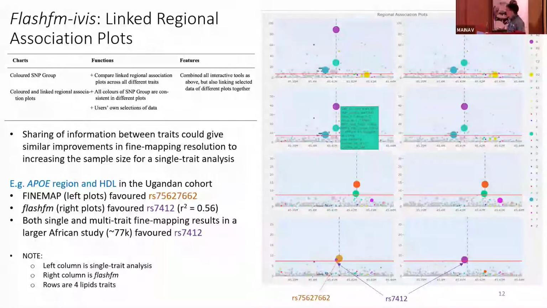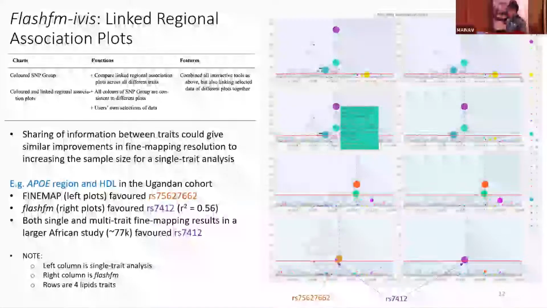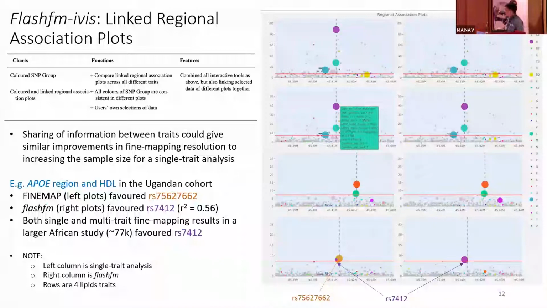But if we combine shared information among different traits, we get different SNPs. Because this data set in the beginning is relatively small, if we increase the data set and combine a larger Africa study, then both single and multiple show the same result. So this means shared information between traits gives a similar improvement to increasing the size of the single trait analysis. So shared information is really important, and to understand that, we can play with these interactive plots.